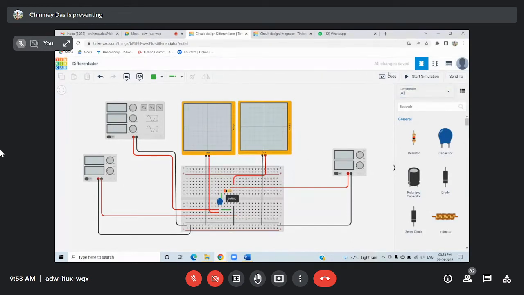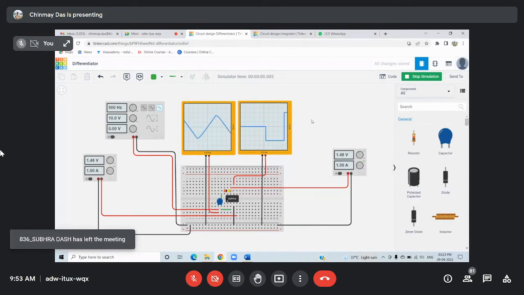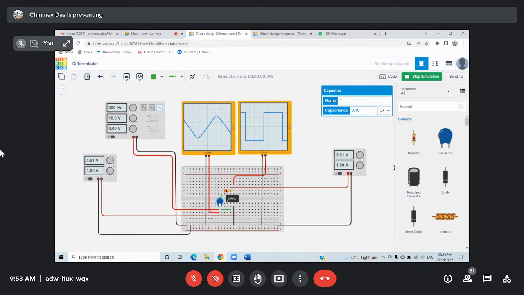You can see this AC supply positive is connected to the capacitor. This capacitance value in the manual is 0.01, but I have taken 0.1 microfarad. Then the next end of the capacitor is connected with pin number 3, and again a connection from pin number 3 goes to this resistor. Its value is 200 kilo ohm, and it is connected with the output.